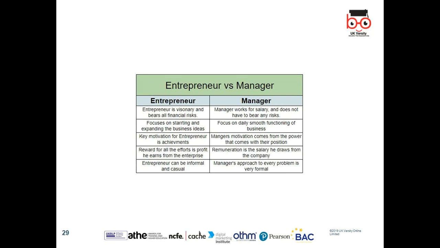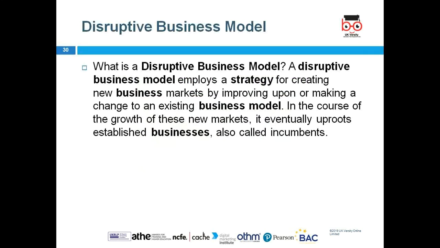The key motive for entrepreneurs is achievement, but managers' motivation comes from the power that comes with their position. So the reward for all their efforts is the profit earned as an enterprise. Remuneration, managers get salaries, maybe they can get a bonus as well, but the key focus is the salaries. Entrepreneurs can be informal and casual, managers have a more formal role. So that's the key difference to understand.